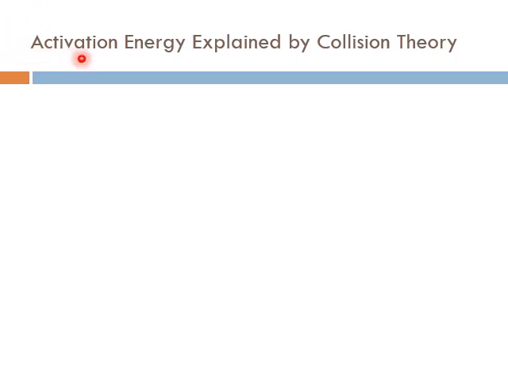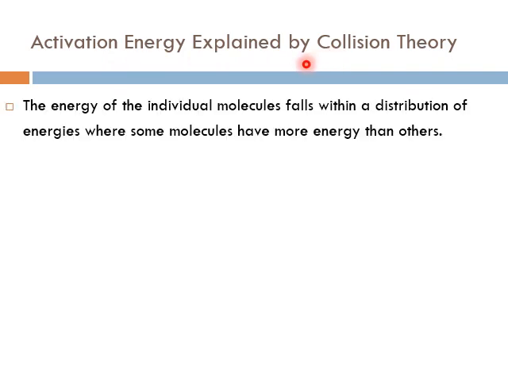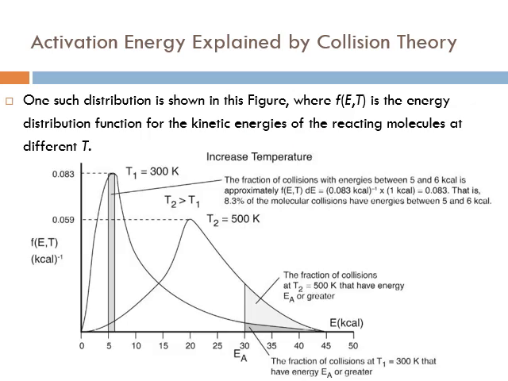Let's now look at the activation energy and try to explain it by collision theory. The energy of the individual molecules falls within a distribution of energies where some molecules have more energy than others. So you already know that the molecules are moving in a given solution, in a given system. They are moving at a given energy, but these molecules do not all have the same amount of energy. Some molecules have more energy, some molecules have less energy.